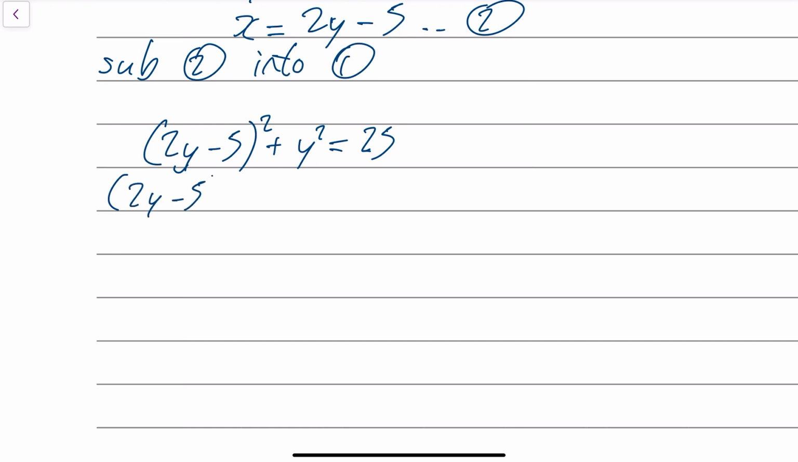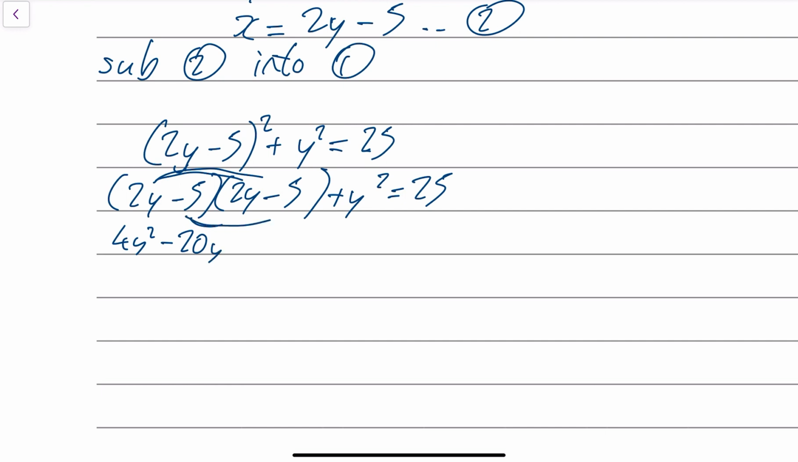Right, take this step please. I've already demonstrated how easy it is to make a mistake multiplying out brackets earlier on, so I'll take a wee bit more care here. 2y times 2y is 4y squared. 2y times minus 5 is minus 10y. You have another minus 10y, so that's minus 20y. And minus 5 times minus 5 would be plus 25. Plus y squared equals 25. Bring everything over to one side and tidy up. I will have 5y squared minus 20y. Oh, 25 minus 25 is 0. Happy days. Look, nice easy quadratic.